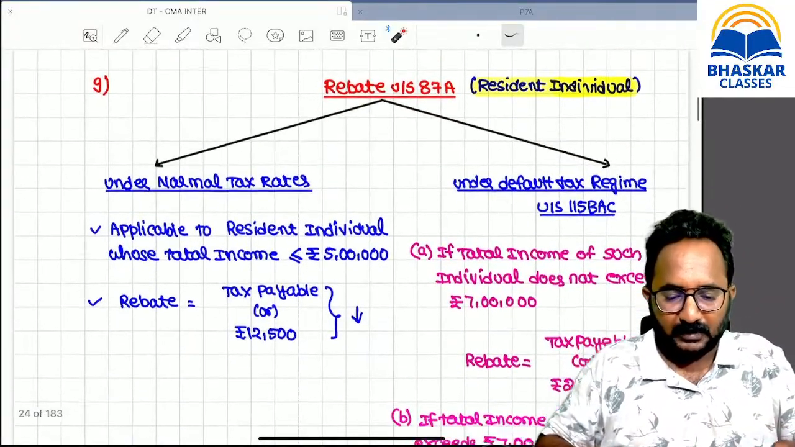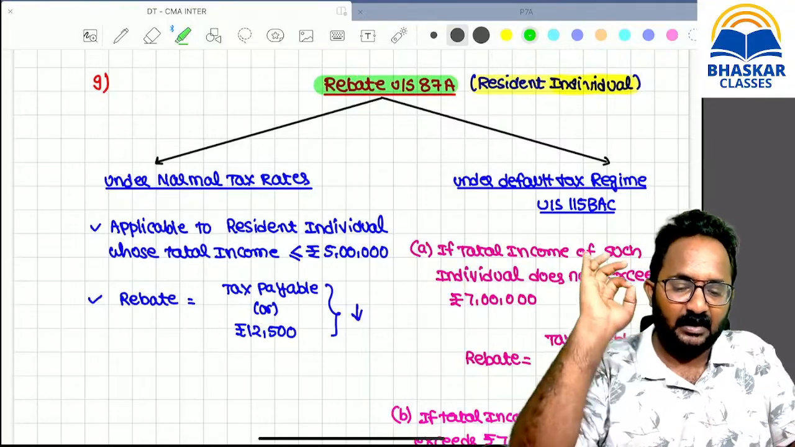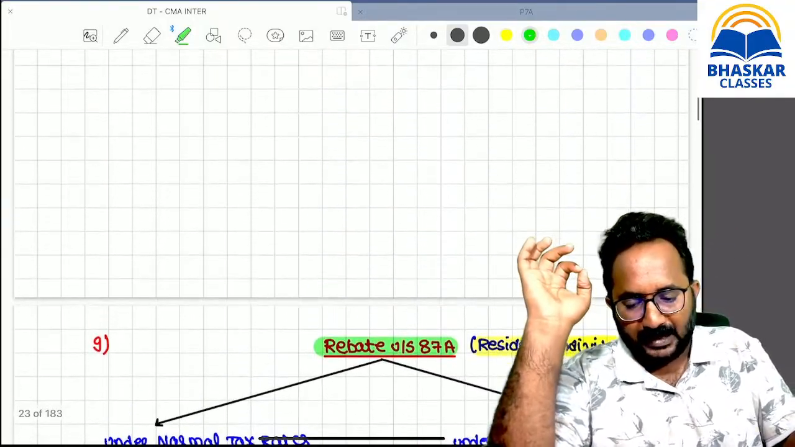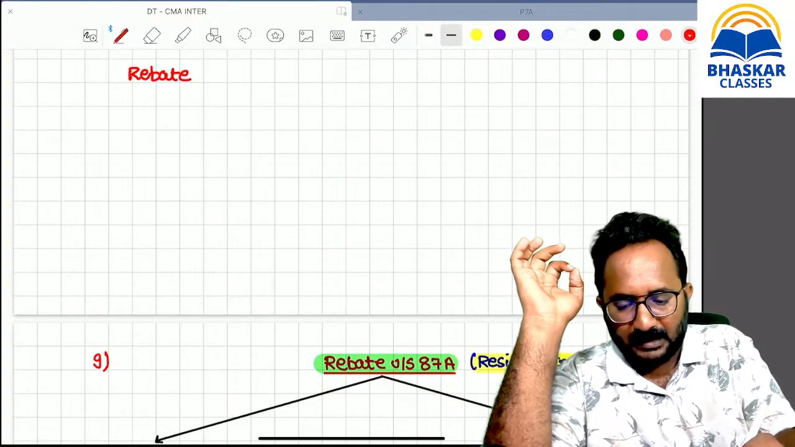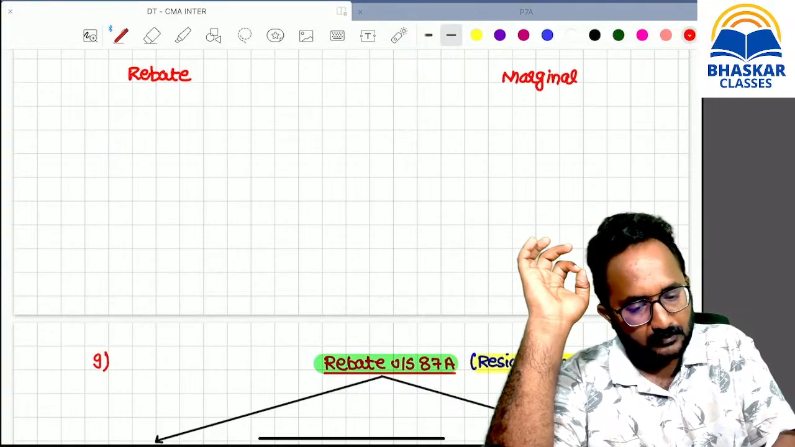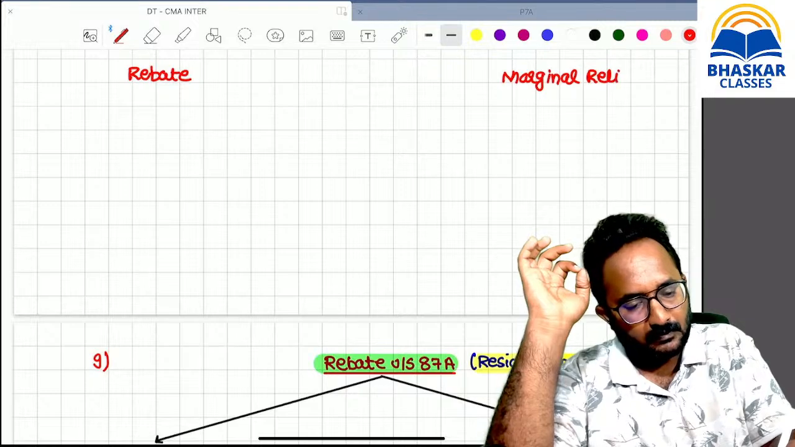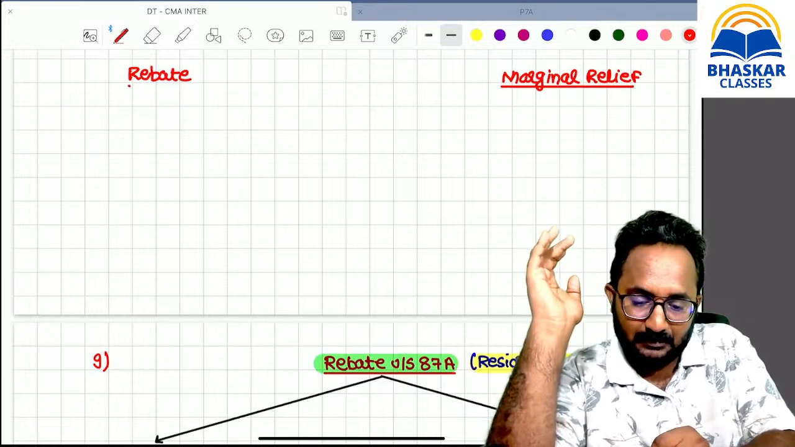Now, one of the most important concepts I will tell you: the rebate under section 87A. So we have two concepts, rebate and marginal relief. Within half an hour we can close this chapter.